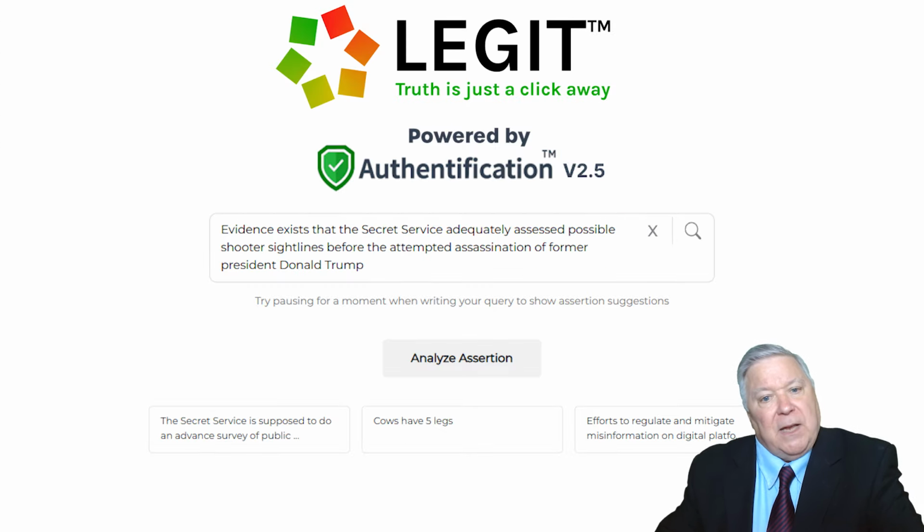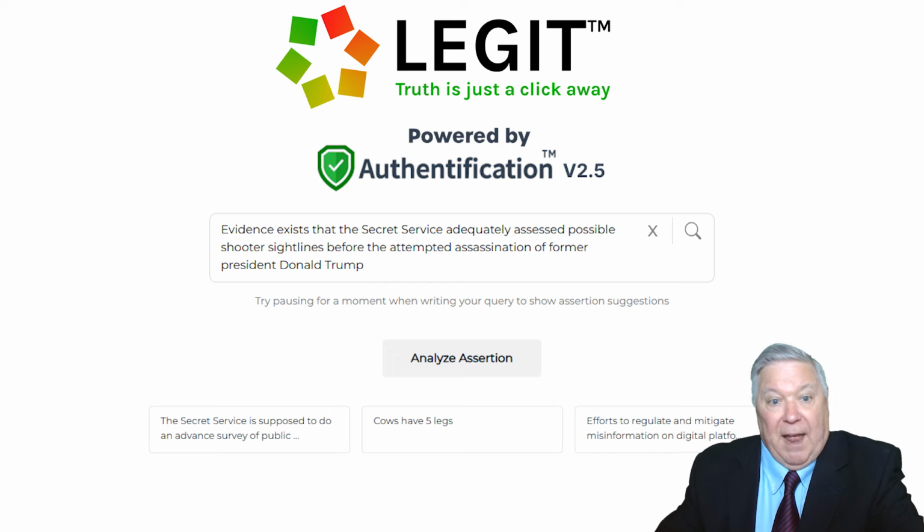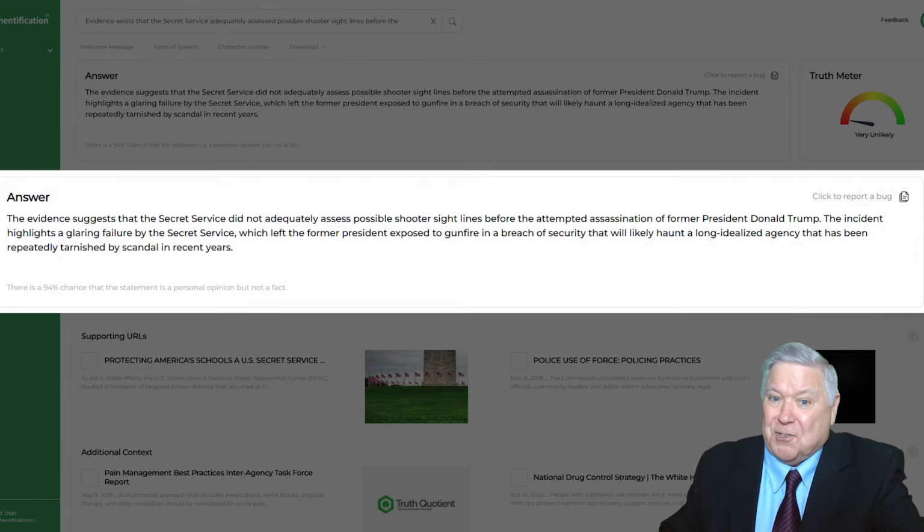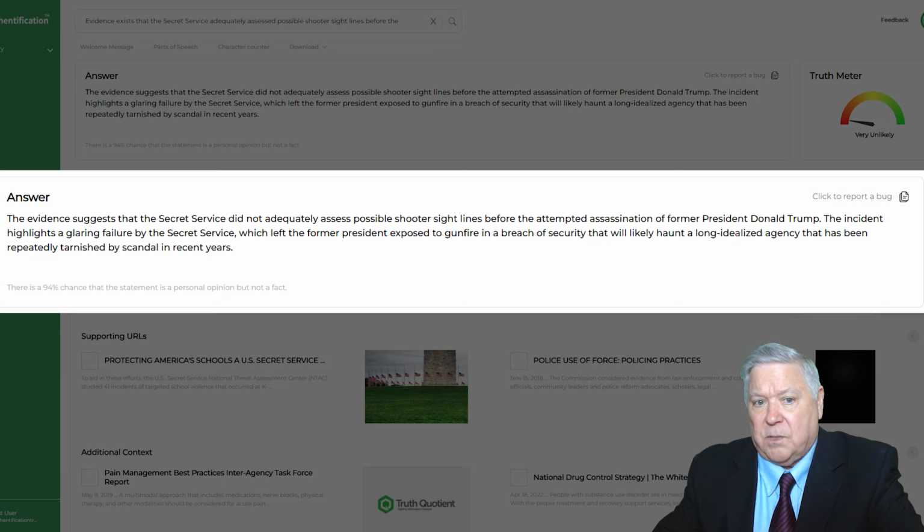Next, let's ask Legit: Evidence exists that the Secret Service adequately assessed possible shooter sightlines before the attempted assassination of former President Donald Trump. The evidence suggests that the Secret Service did not, I repeat, did not adequately assess possible shooter sightlines before the attempted assassination of former President Donald Trump.